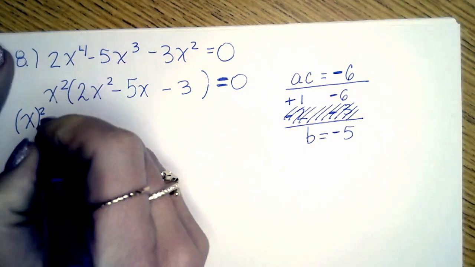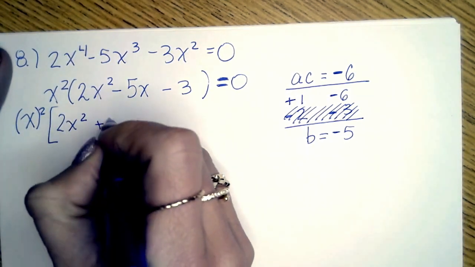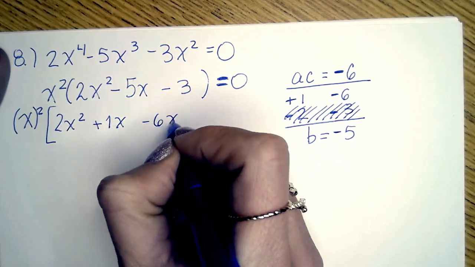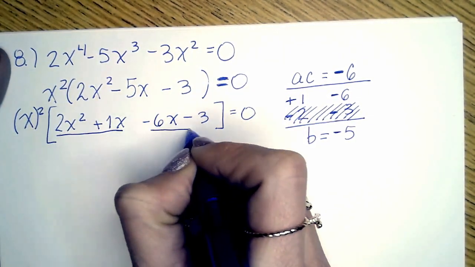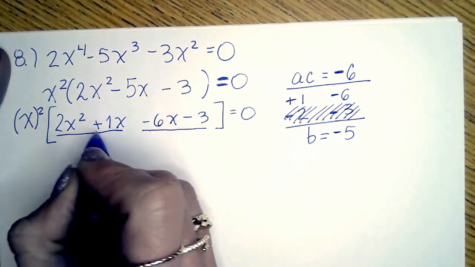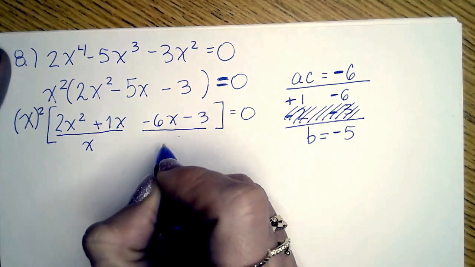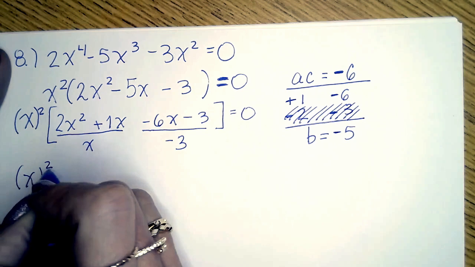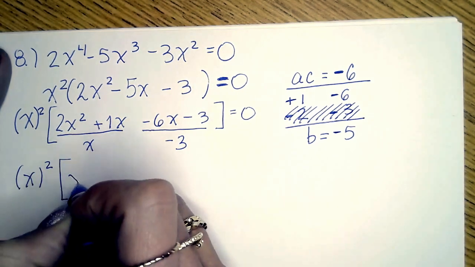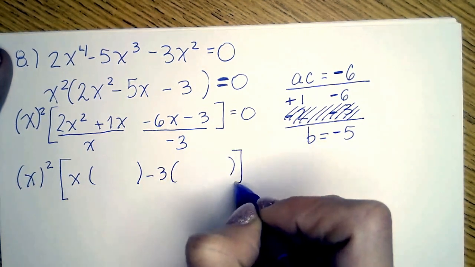So I'm going to build the quad. Here's the bracket. I have 2x squared, and then I have plus 1x minus 6x minus 3. Bracket is 0. Underline, underline. Greatest common factor. What's the GCF? X for that one. And for this one, what is it? 3. Negative 3. Negative 3. Good. So here's the x squared sitting out front. Here's the bracket. I'm going to bring out the x, bring out the negative 3, parentheses, parentheses.